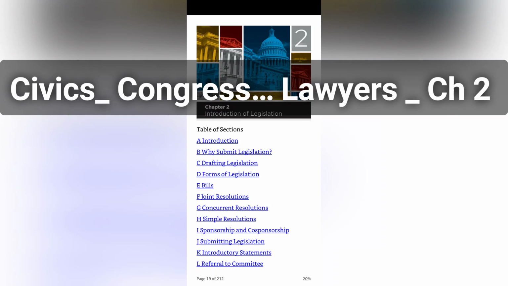The day on which the measure is first introduced and read twice, followed by an adjournment of the Senate and the next convening of the Senate. In the Senate, legislative days end upon adjournment of the Senate. Therefore, legislative days may take multiple calendar days.